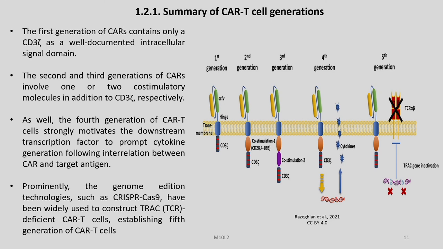So in brief, the first generation of CARs contain only a CD3 zeta as well as a well documented intracellular signaling domain. Second and third generation CARs involve one or two co-stimulatory molecules in addition to CD3 zeta, respectively. The fourth generation of CAR T cells strongly motivates the downstream transcription factor to prompt cytokine generation following interaction between CAR and target antigen. Genome editing technologies such as CRISPR-Cas9 have been widely used to construct TCR deficient CAR T cells, establishing the fifth generation of CAR T cells.